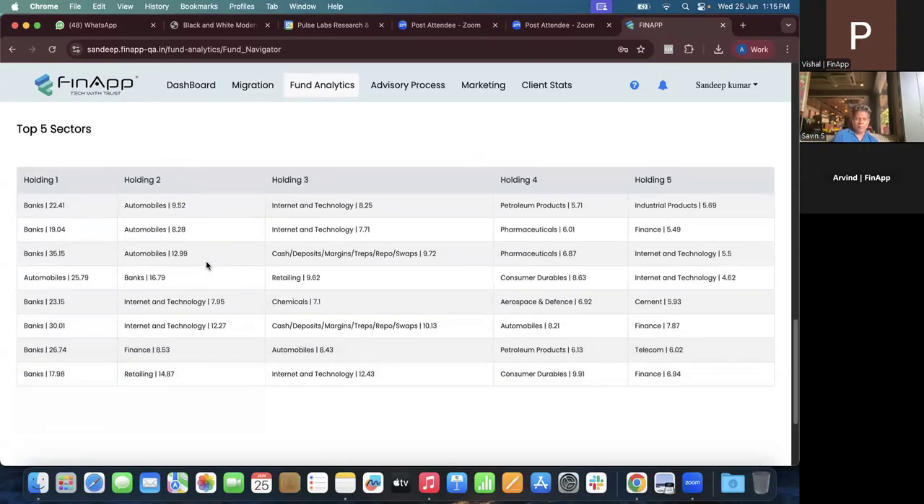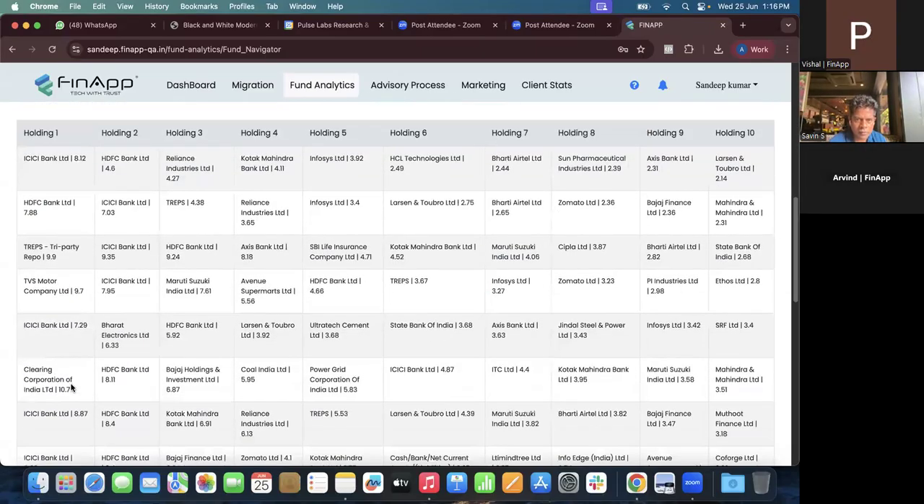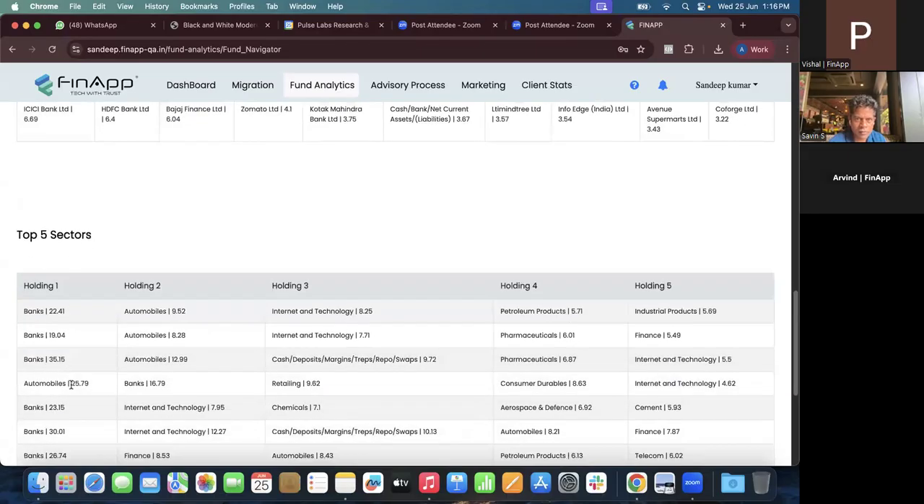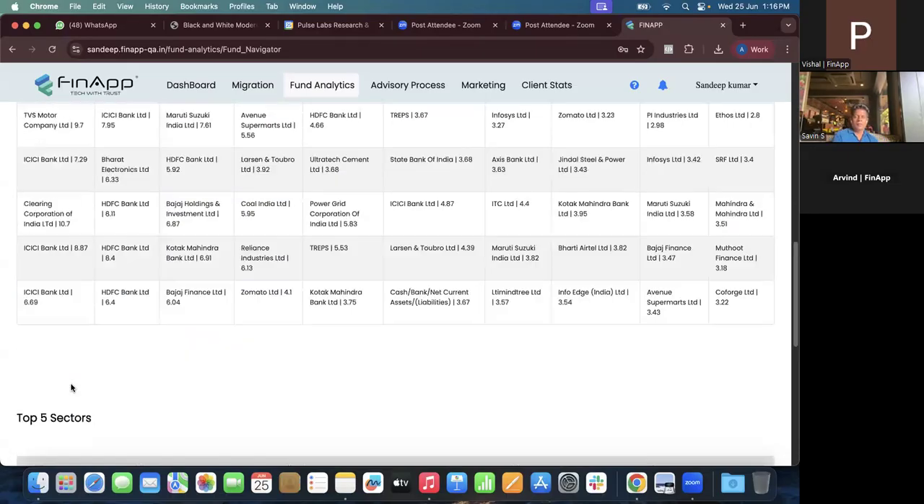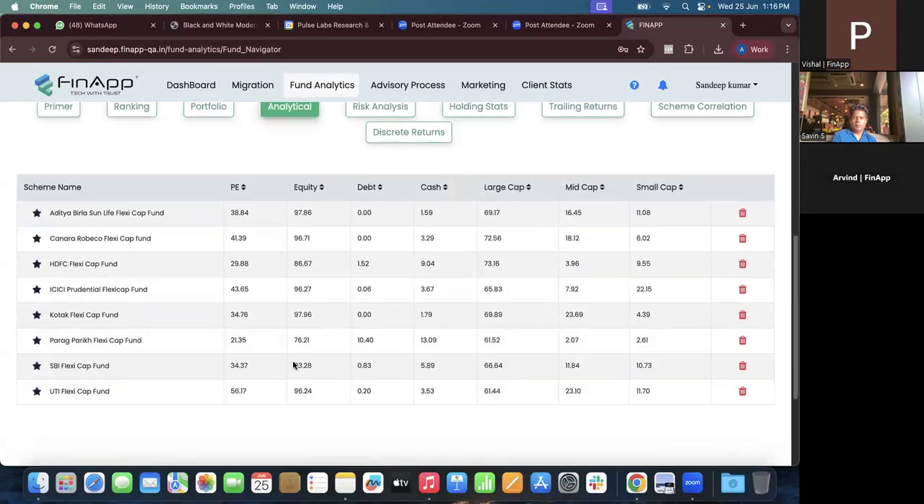Here it is, sector wise also. So you have both holding stocks and top 10, top 5 sectors as well. Okay, sure, sir.